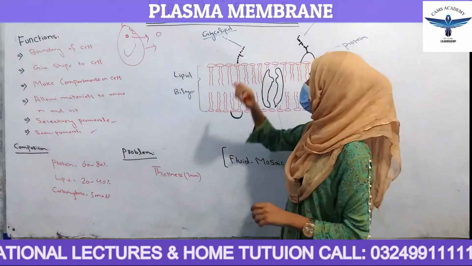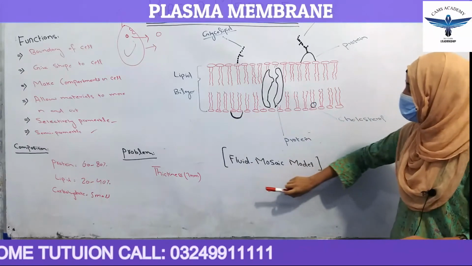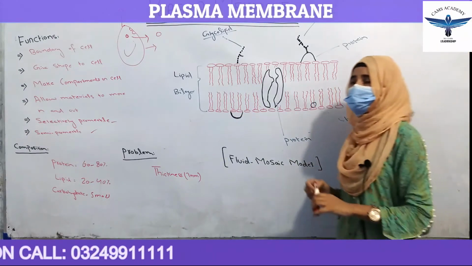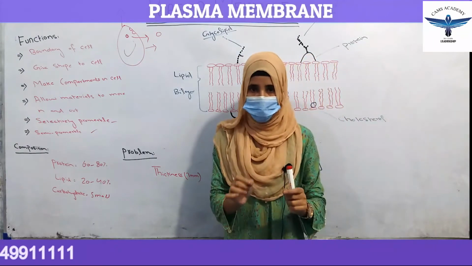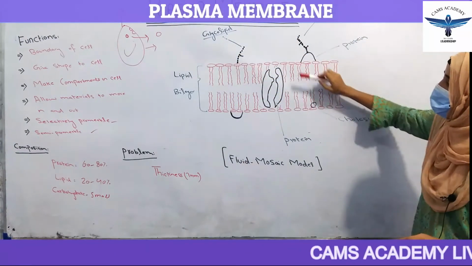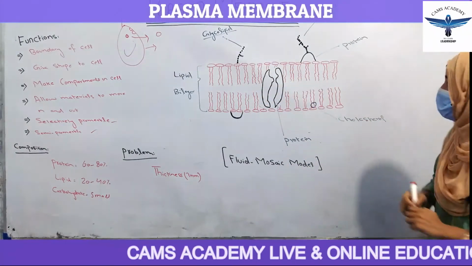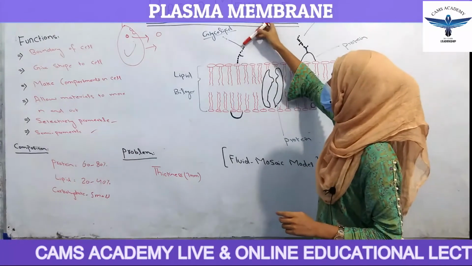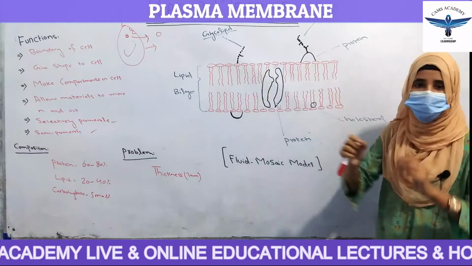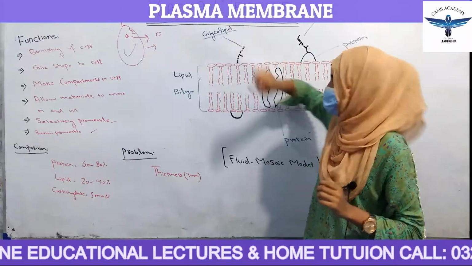Now let's move toward the structure of the cell membrane. We call this structure the fluid mosaic model. This model is observed under the electron microscope. The structure model is like this. This is basically a lipid bilayer. There are two layers, that's why we call it a lipid bilayer. In this structure there is a glycolipid. Glycolipid means the carbohydrate that is attached to the lipid.